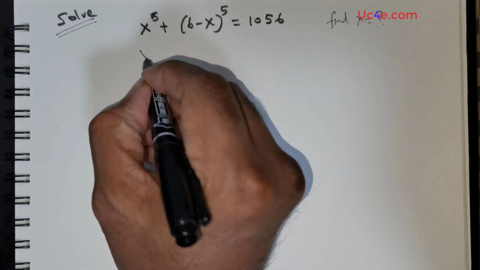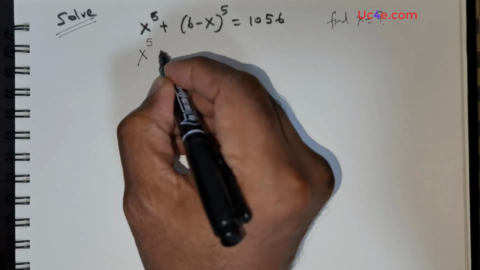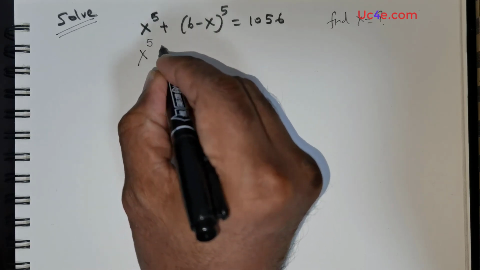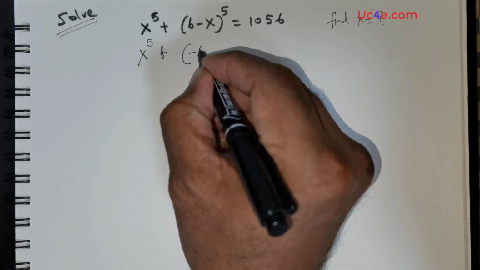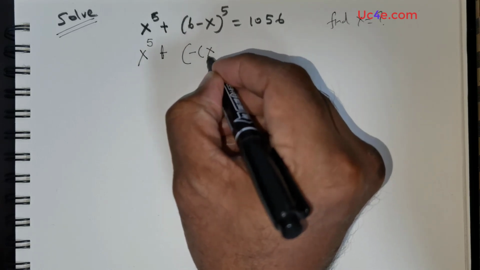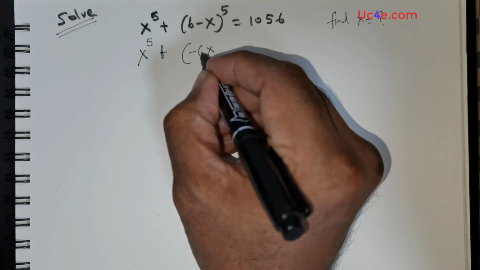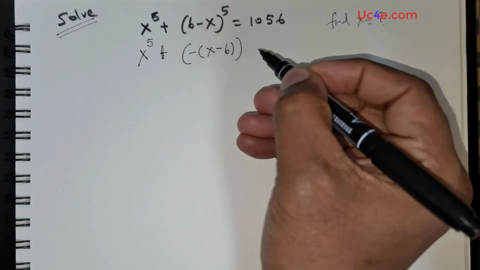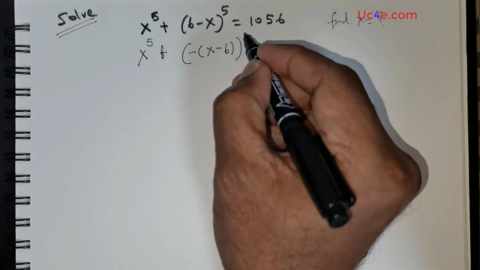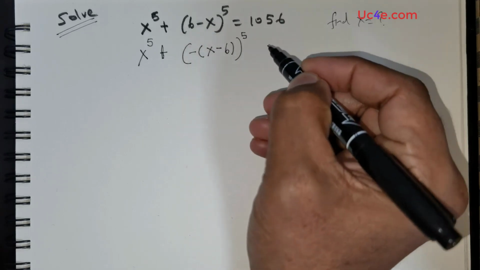So foremost, what I wish to do is write x to the power of 5 as it is, but in the case of 6 minus x, I would like to take a negative sign out and write this as negative of x minus 6. So this has to be raised to the power of 5.